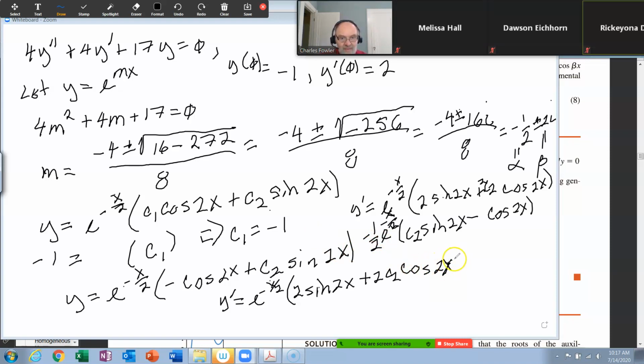Minus 1/2 e to the minus x over 2. I'm not going to have room for the parenthetical part here, so I'm going to write it down here. Actually, I'm going to make that a plus here and flip these back again, and make that a cosine of 2x minus C2 times the sine of 2x.